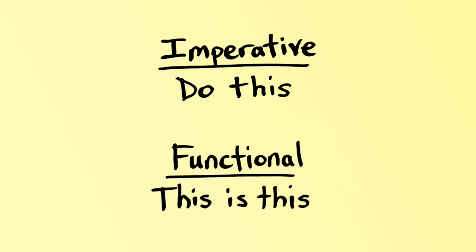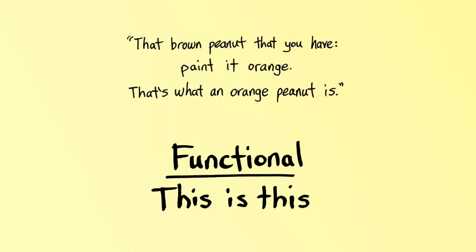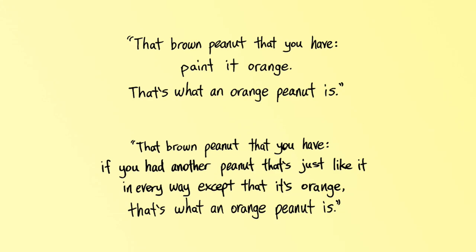Analogy time. Let's say you're trying to explain to your friend what an orange peanut is, and all the peanuts he's ever seen were brown. An explanation that corresponds to imperative programming would be, that brown peanut that you have, paint it orange. That's what an orange peanut is. An explanation that corresponds to functional programming would be, that brown peanut that you have, if you had another peanut that's just like it in every way except that it's orange, that's what an orange peanut is.